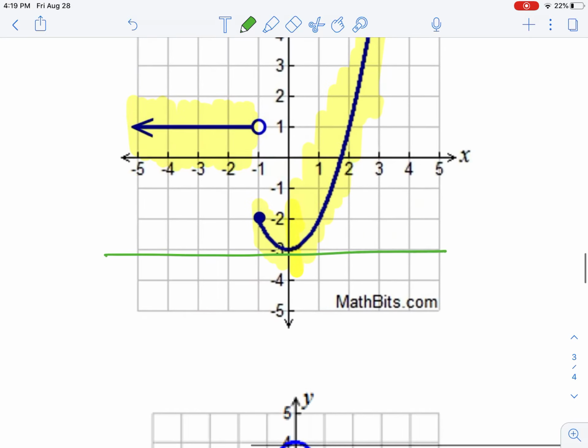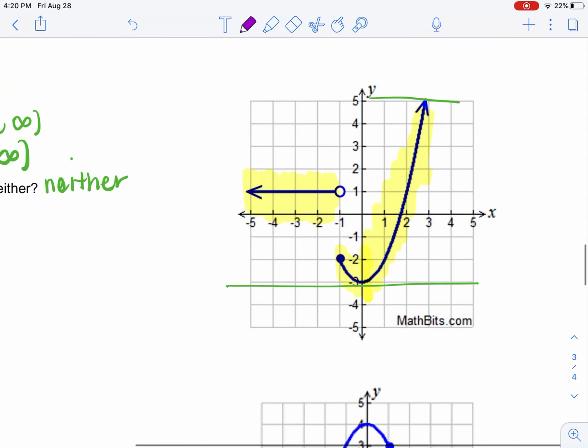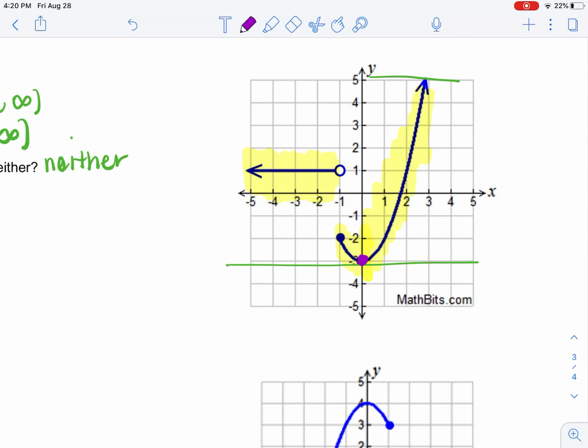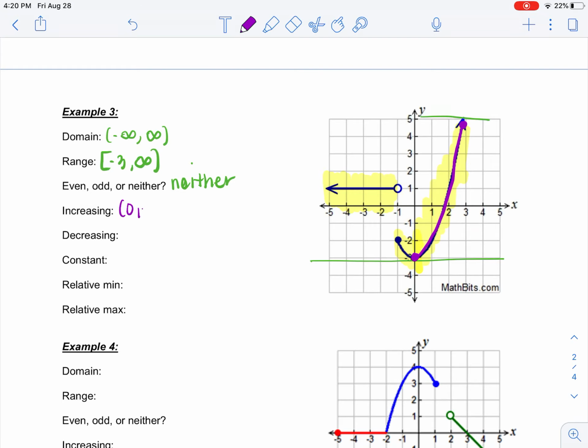Where is it increasing? Okay, so I'm looking for where, let's color code again, I'll do purple. Increasing from here to here, it's increasing. So there it's increasing, and it's not increasing anywhere else. So that's from 0 to infinity.